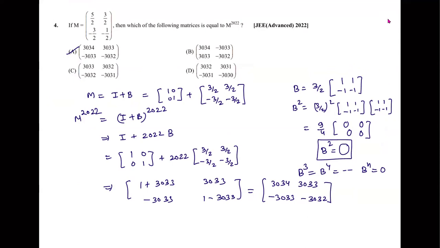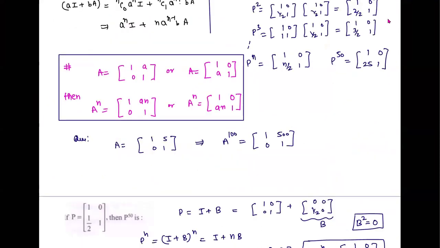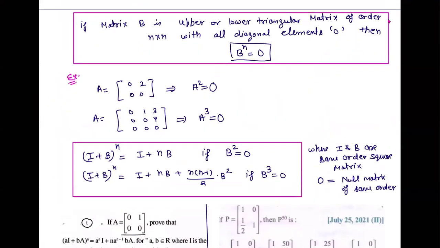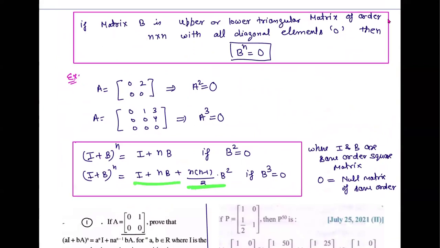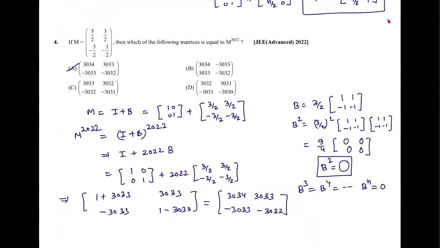Yes, sir. And if you write I plus B, then you need to find B power 2, B power 3. Maximum, I told you, we need to find B power 2 or B power 3. Either this one becomes 0 or this one becomes 0. If this one becomes 0, then we need to write I plus NB. If this one becomes 0, then you need to write I plus NB plus N into N minus 1 by 2 B square, if this one is getting. Am I correct? Yes, sir. And if you need to write I plus B, then in the diagonal, you need to subtract 1. That is the B matrix.